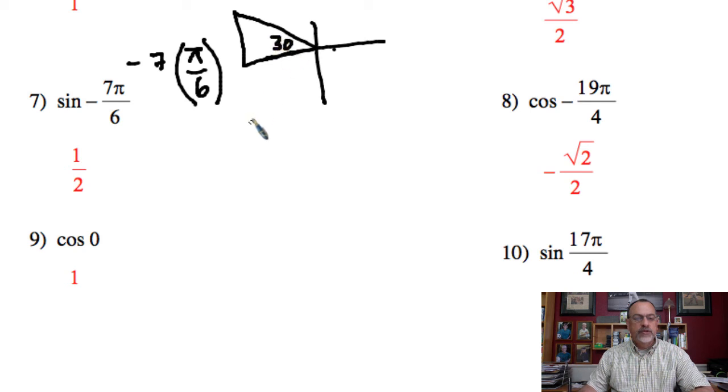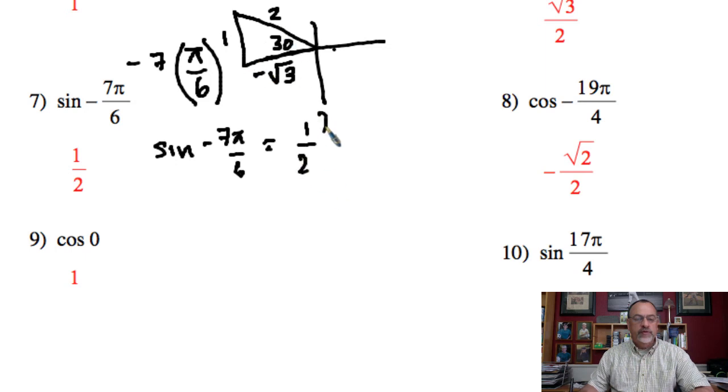I already know that it's a 30. Opposite the 30 is a 1, and it's up, so positive. This side would be radical 3, and because it's left, it's negative, and then this is 2. So I have my reference triangle, and then I simply use the sine. The sine is the opposite side, which in this case is a 1, over the hypotenuse of 2. So the sine of this angle is a half.